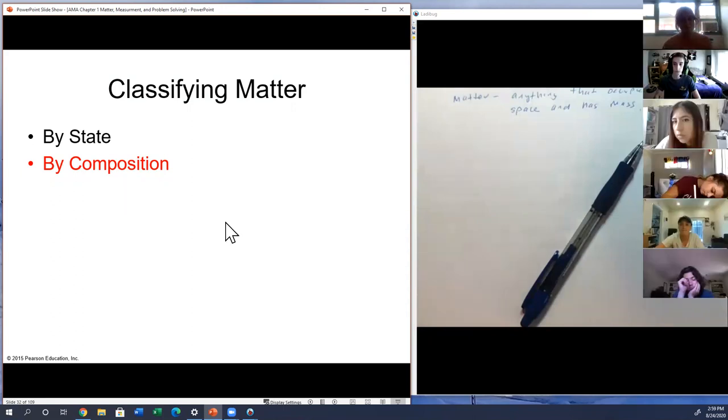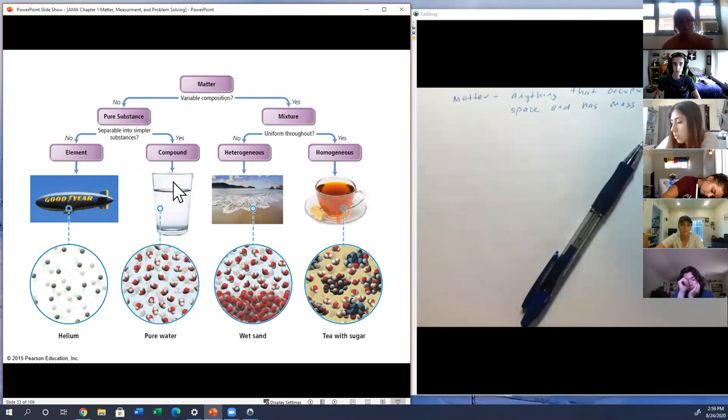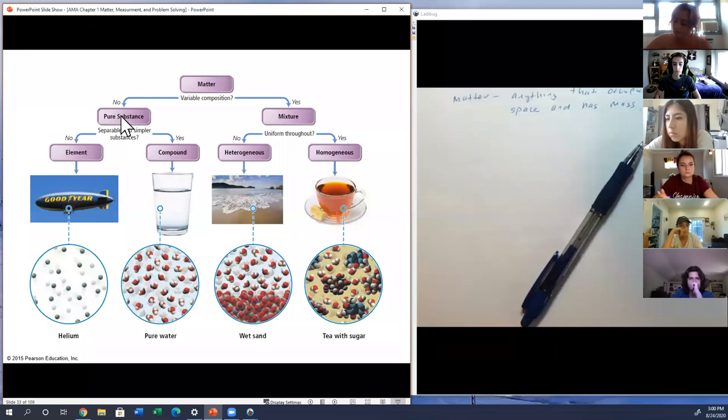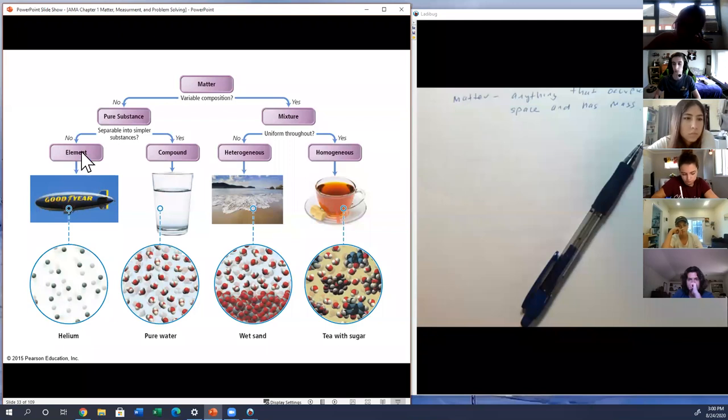All right, the other way we can classify matter is by its composition. And again, hopefully you went through this on the video. So matter can either have variable composition from one sample to another, in which case it's a mixture, or it can have a composition that's always the same no matter what the sample of matter, in which case it's a pure substance, right? Pure substances themselves can be either elements or compounds, right? So the helium in the balloon or the helium in the Goodyear blimp is a good example of a pure substance. It's helium. It's an element, right?